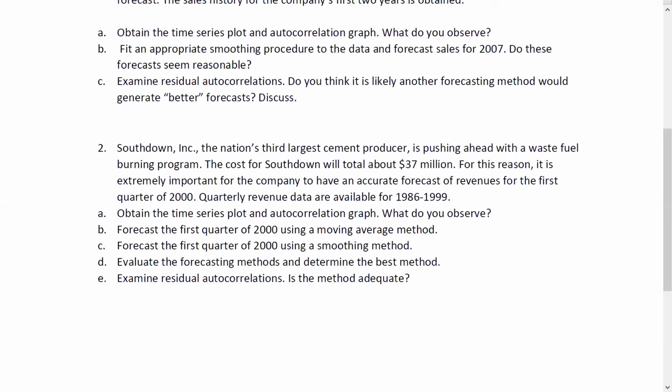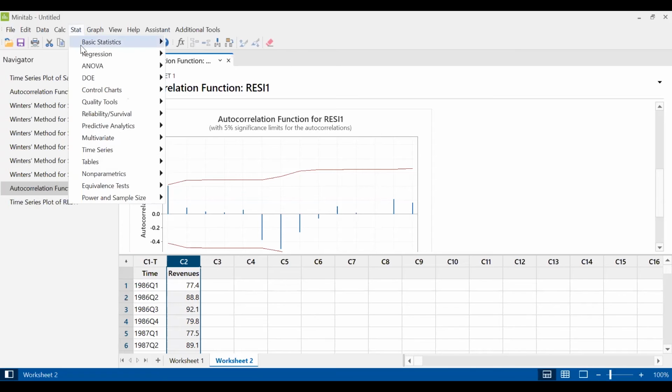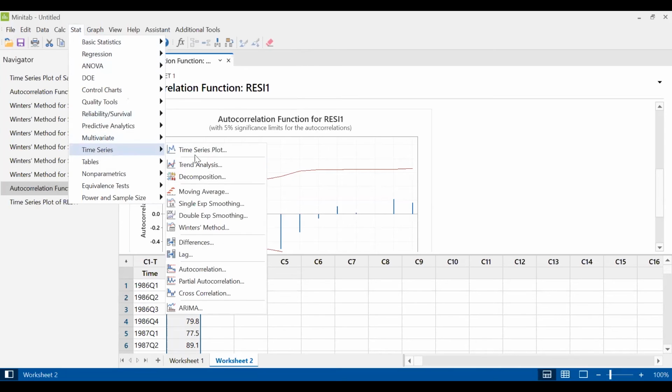And this time, I'm gonna just copy the data and paste it to Minitab behind the scene. So here we go. I just pasted the data. The first column is time, and the second column is the revenues. We will start with the time series plot, and therefore we're gonna go back to Stat, Time Series Plot.